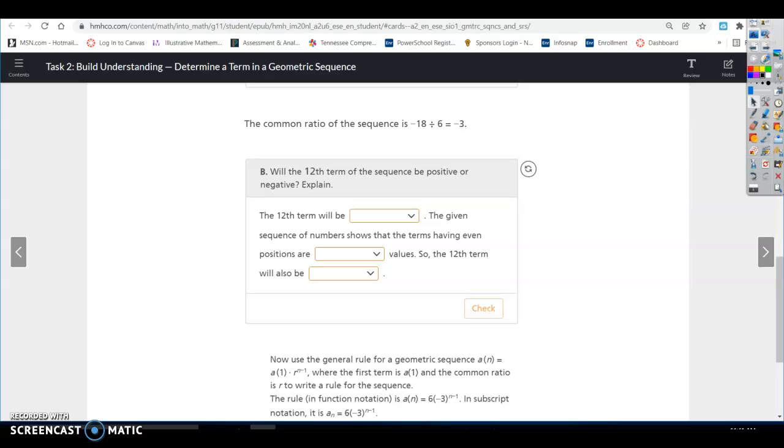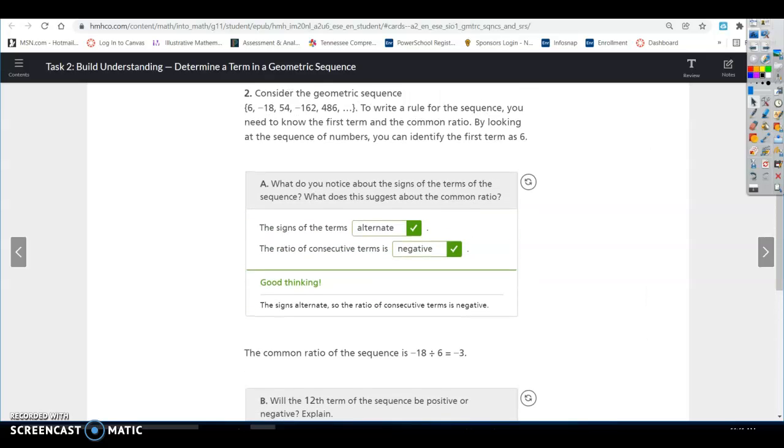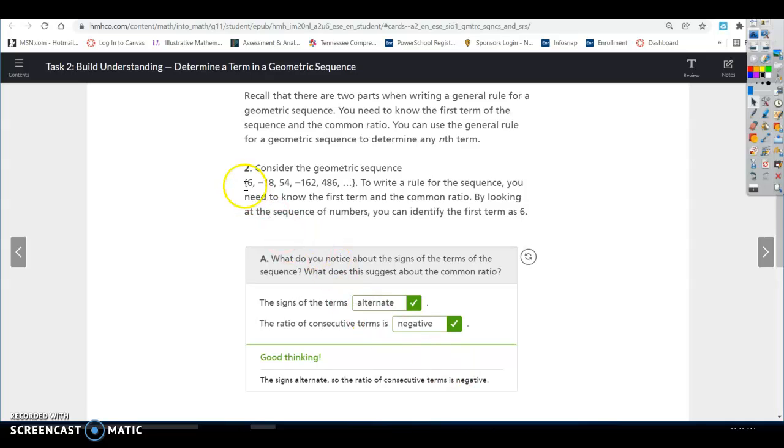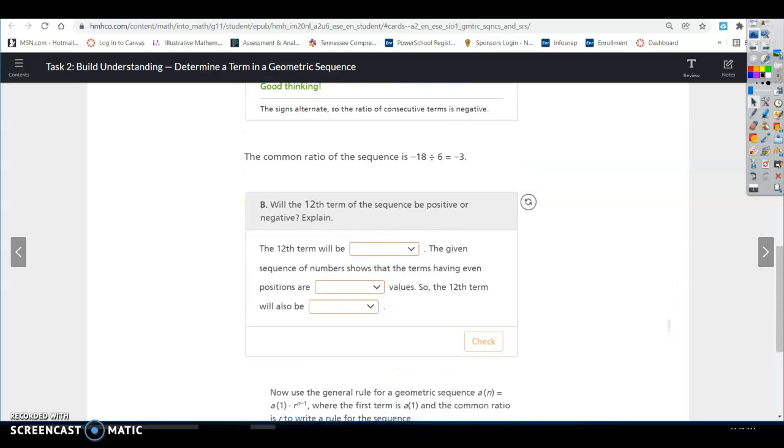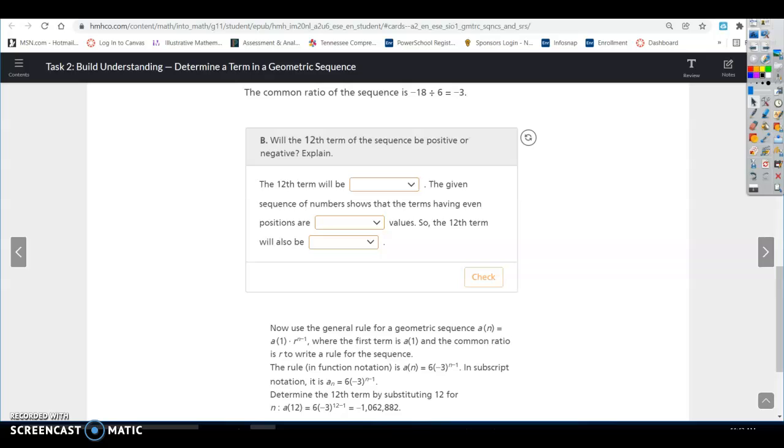All right. Will the 12th term of the sequence be positive or negative? Explain. All right, so the first term is positive, then negative, positive, negative, and so on. So this is an odd number. This is an even, odd, even, odd, even. So you can see that the odd numbers are positive and the even numbers here are negative. And that pattern will continue as they alternate back and forth. So because 12 is an even number, it will be negative.